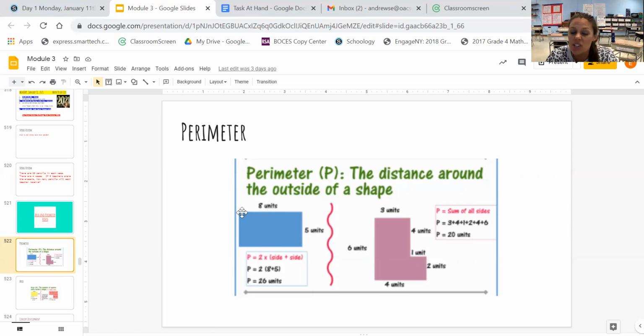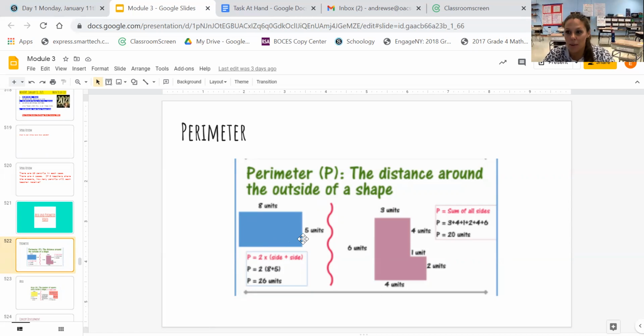To find that, we simply add up all the sides. Now, to have a regular polygon like this rectangle here, it would be quite easy. We'd add up 8 and 5 and 8 and 5, or we can say 8 and 5, add them, and just multiply it by 2 because we know there's 2 of each side.